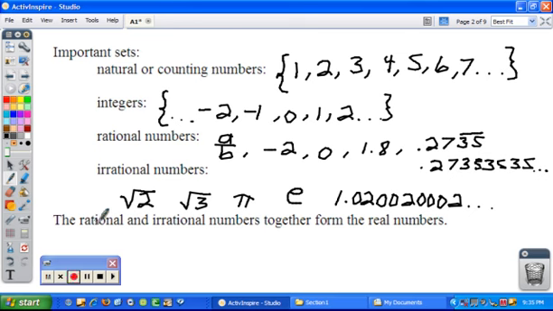And then when you get the rational and irrational numbers together, that forms the real numbers. And we'll talk about real numbers. And then the real numbers, you can take those and you can group them with what are called imaginary numbers. And from that, you get the complex numbers. I can't wait to talk about imaginary numbers, and I hope you're going to be as excited about it as me.